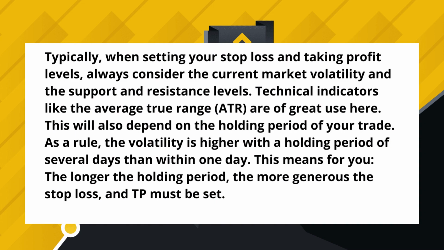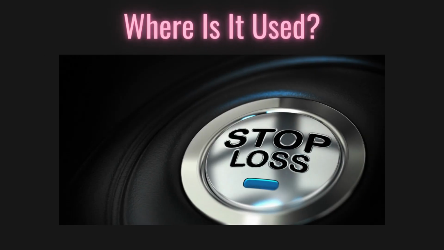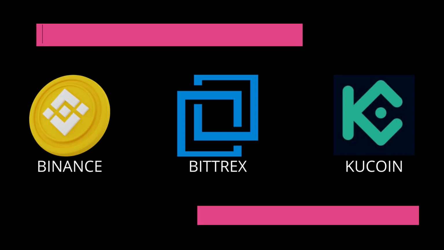Typically, when setting your stop loss and taking profit levels, always consider the current market volatility and the support and resistance levels. Technical indicators like average true range are of great use here. This will also depend on the holding period of your trade. As a rule, the volatility is higher with a holding period of several days than within a single day. This means for you that the longer the holding period, the more generous the stop loss and take profit must be set at. Now, where can we actually use a trailing stop loss?